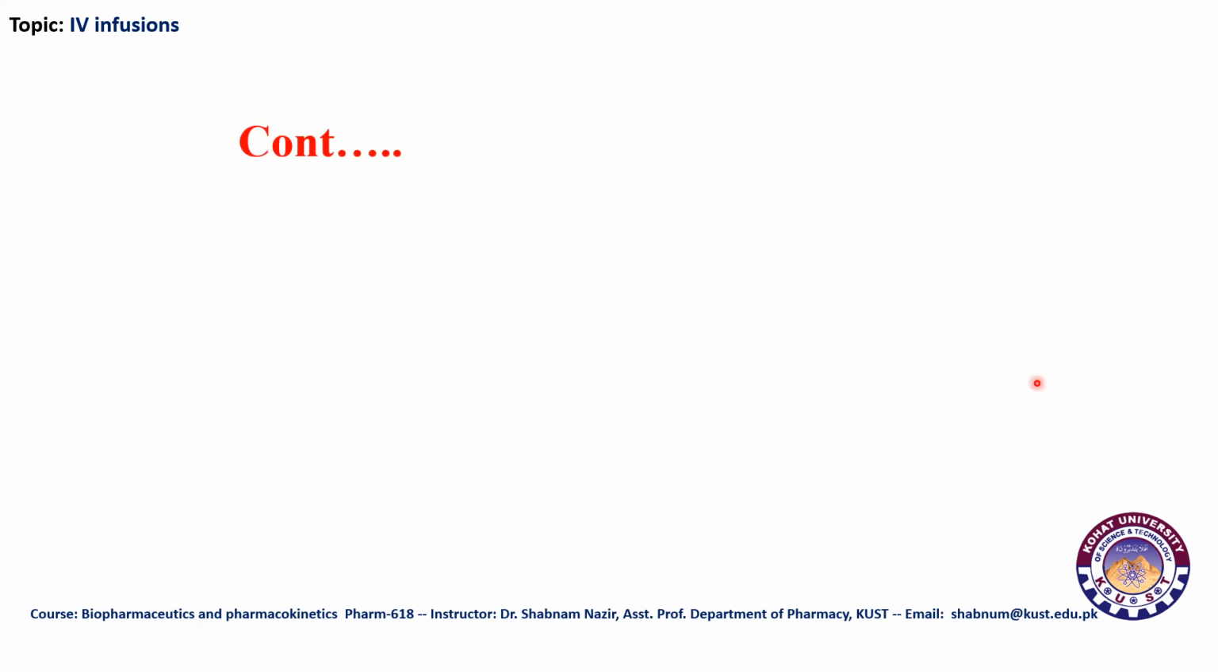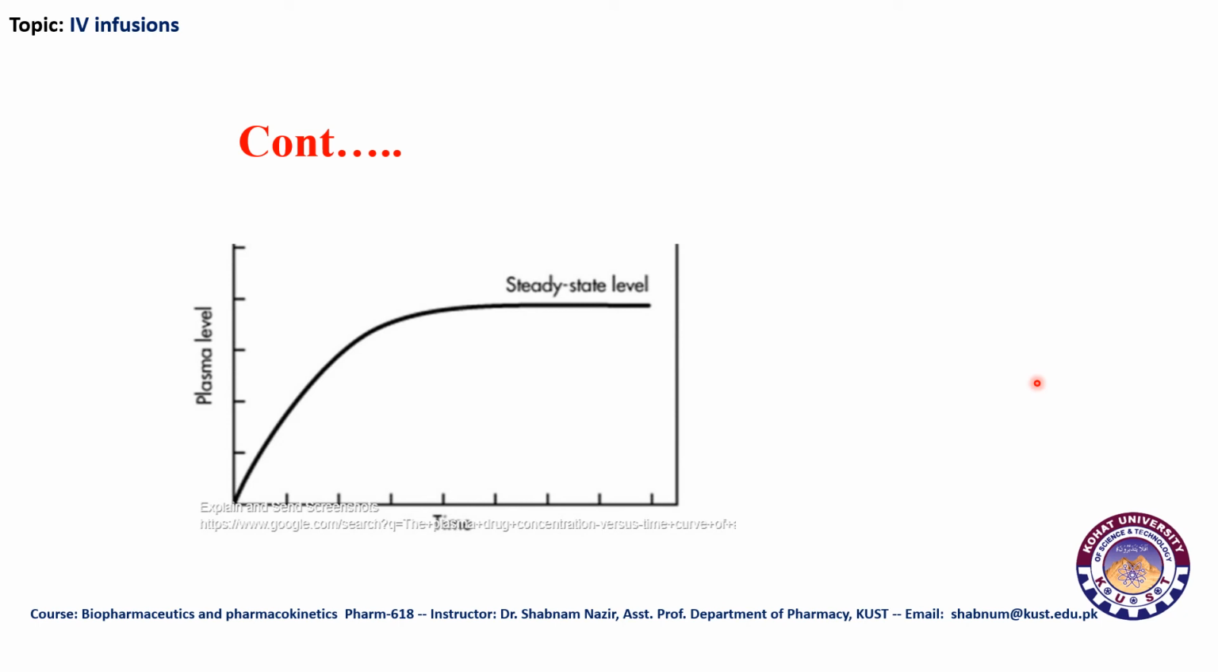Students, you can see in this graph or curve that it is a time versus plasma drug concentration profile for intravenous infusion, of course. And here you can see that the drug's concentration is rising from zero concentration and gradually increasing, and then what is happening at this time?